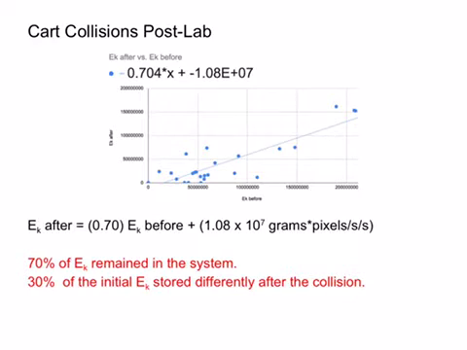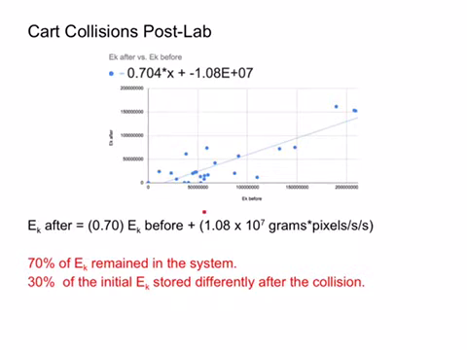The first thing we want to take note of is that once we plotted the total EK after versus the total EK before, we got this big mess of numbers, and on top of that we also got this slope of 0.704. What this suggests, if you do the equation, is that there's about 70% of the EK in the system after the collision.